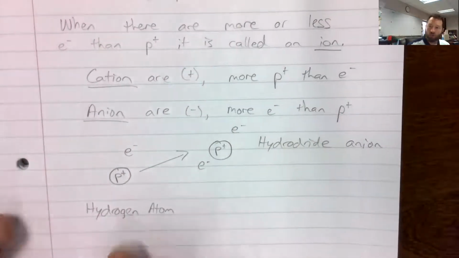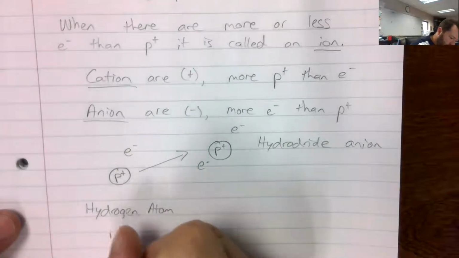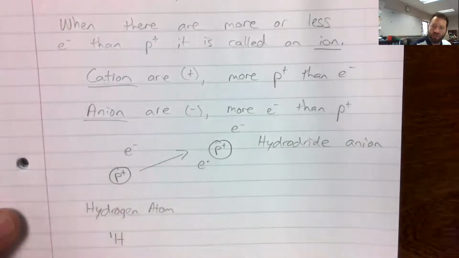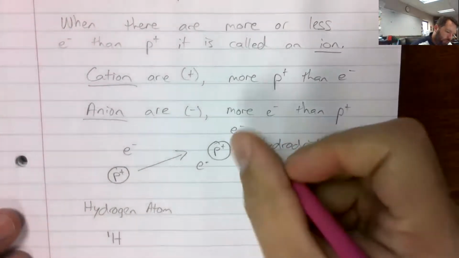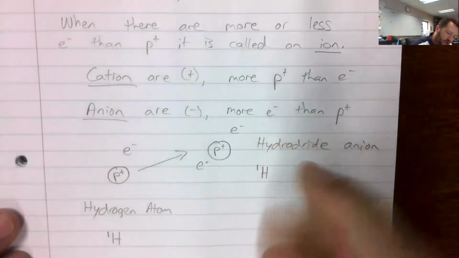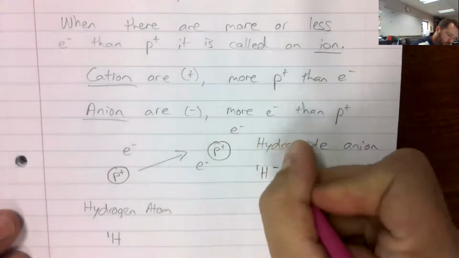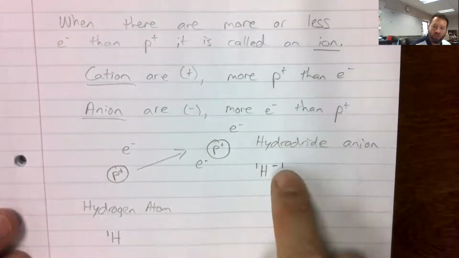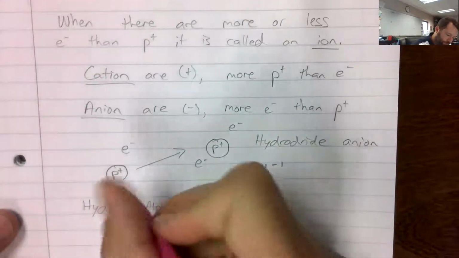So back to that hydrogen atom, where we had equal numbers of positives and negatives, we would just write H1, no charge whatsoever. The positives and negatives cancel out, so no charge. Over here, because we have one more negative charge, the overall species is negatively charged. So I put a -1. Here's our hydrogen, -1.